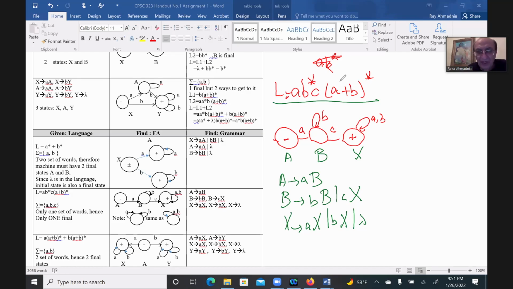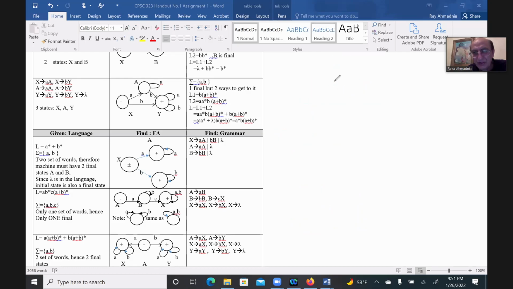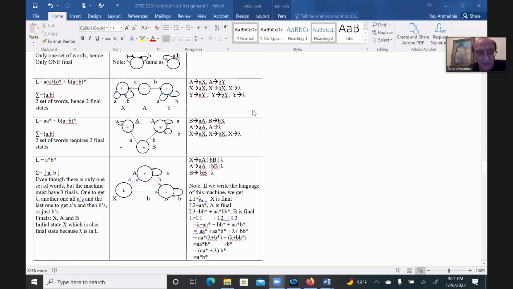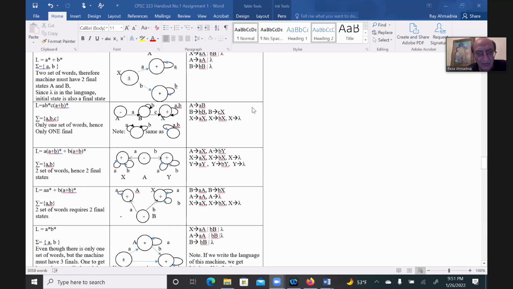Okay, and what is the last one? The grammar is given. Find what? Find the language. That is, we need to use it next time here. Okay, so the grammar is what is given. Find what? Find the language. Then from the grammar, go to a machine, and then from the machine, find what? Find the language.